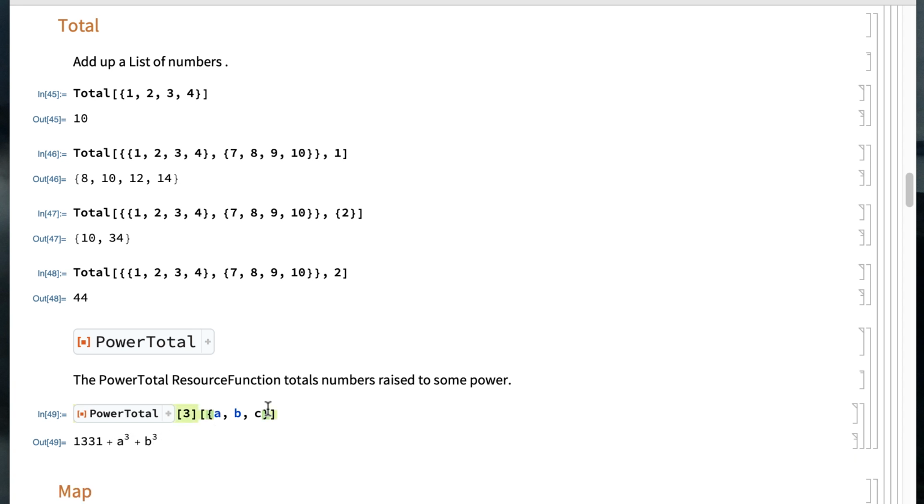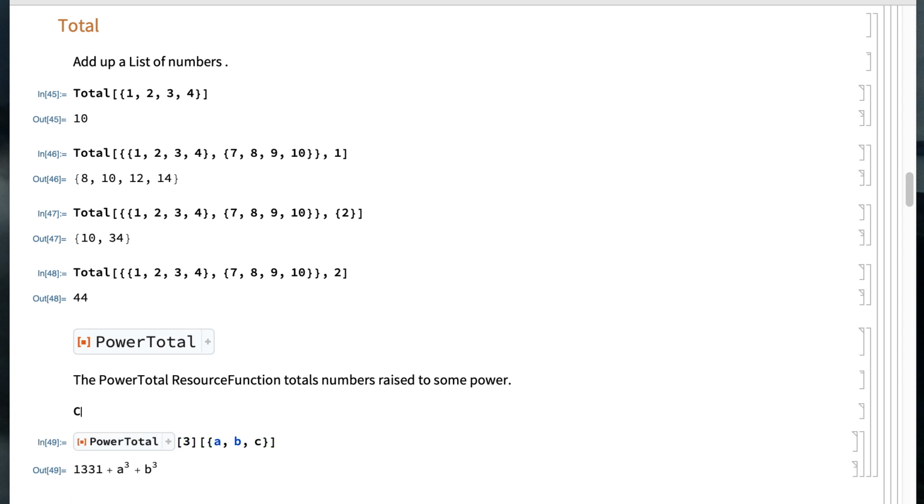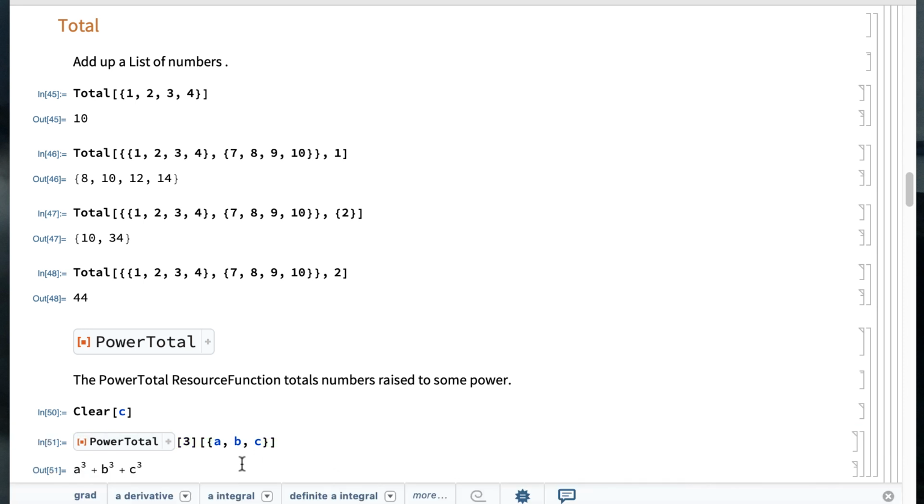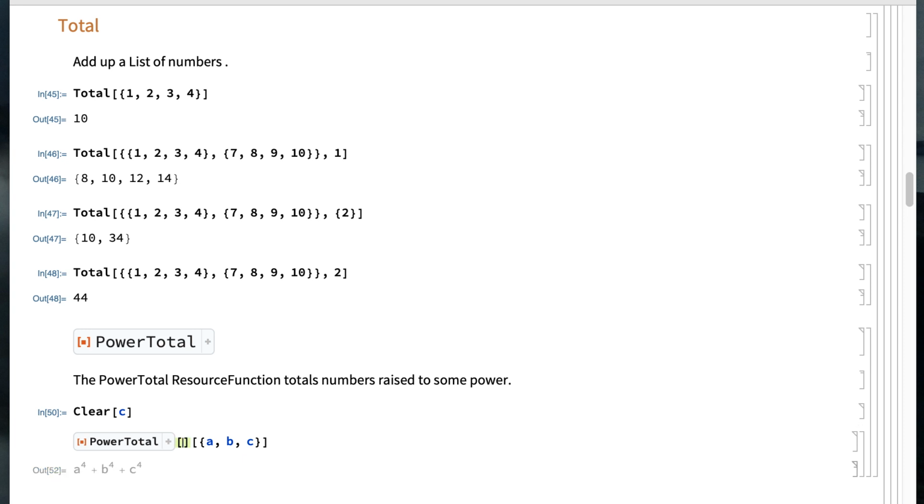Okay, so if I Clear c, which is a command that you should know, now c is no longer defined as 11, and now if I do this, it's a cubed plus b cubed plus c cubed. If I made it PowerTotal of 4, it would be a to the 4th. If I left it blank, it thinks I want the square, and so there you go.